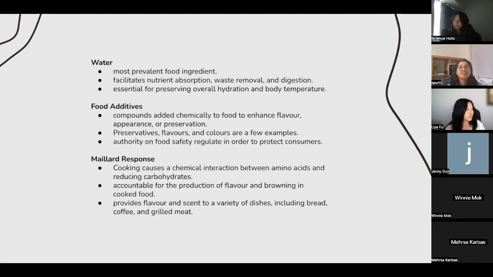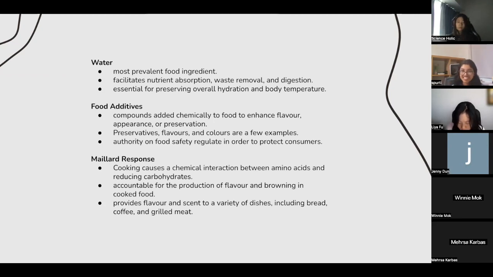Obviously, water is very important, and it helps facilitate nutrient absorption, waste removal, and digestion, and is also essential for preserving overall hydration and body temperature. Next, we have food additives, which are chemical compounds added to food to enhance flavor, appearance, or preservation.